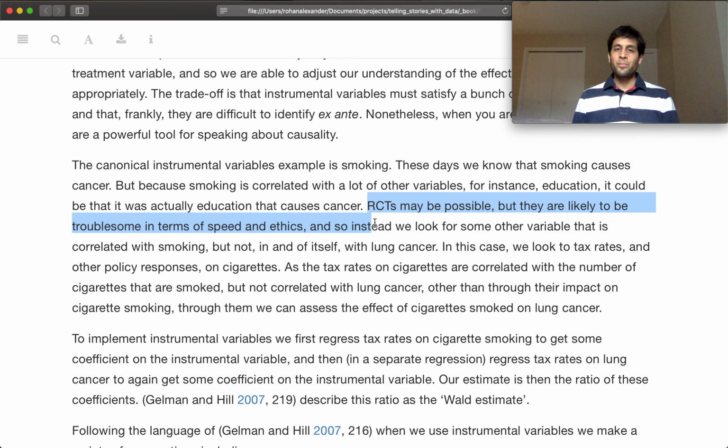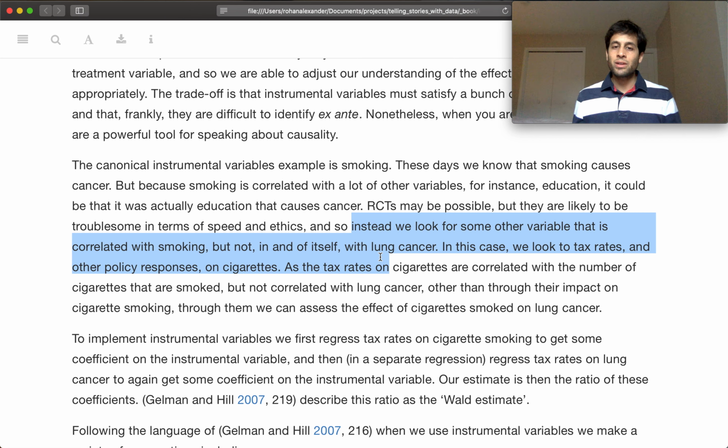And so instead, we might try and look for a variable that is correlated with smoking rates, but by itself is not correlated with lung cancer or worse health outcomes.